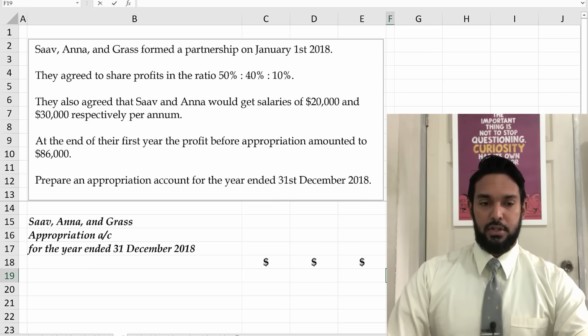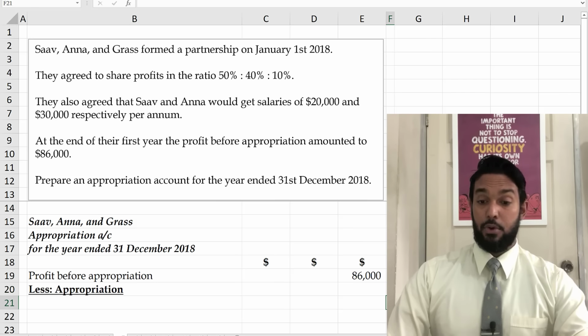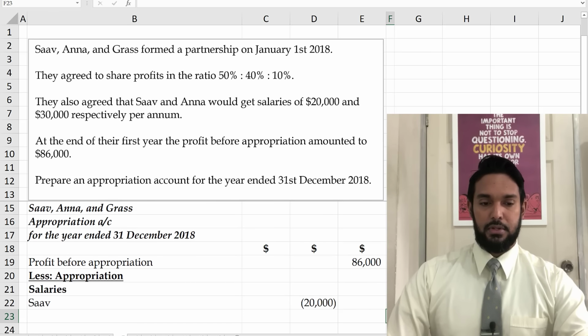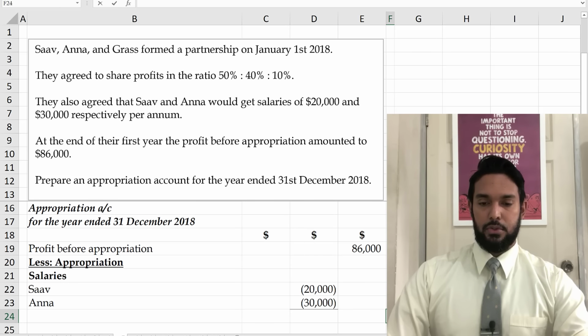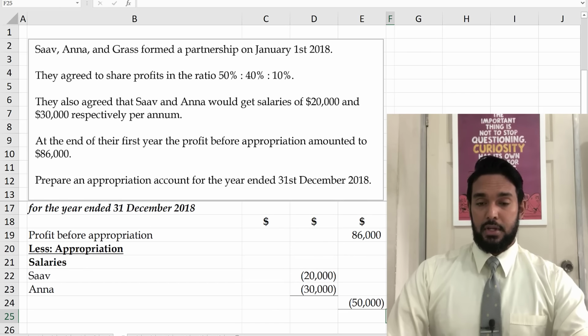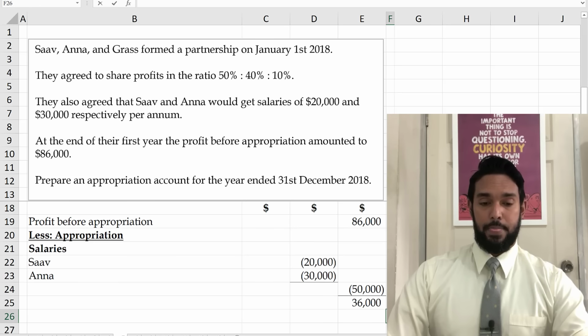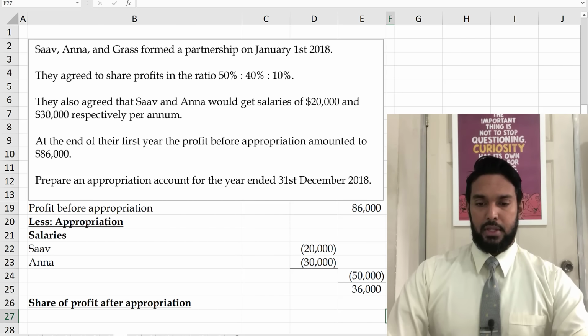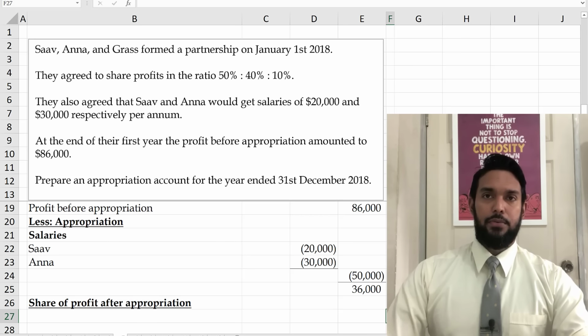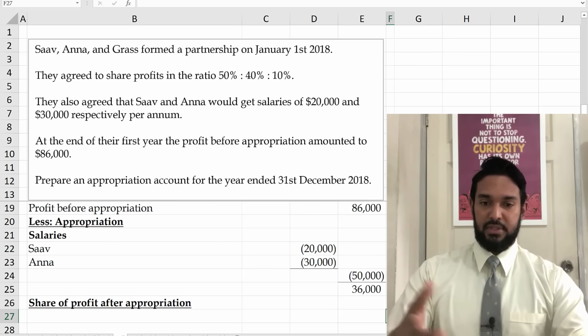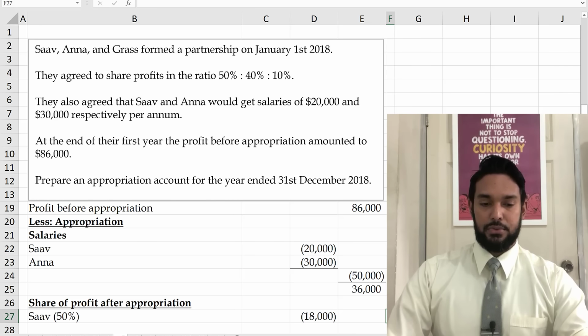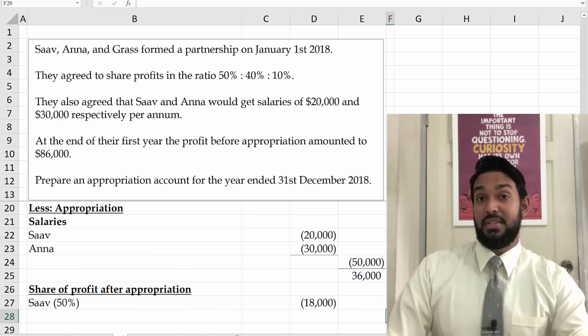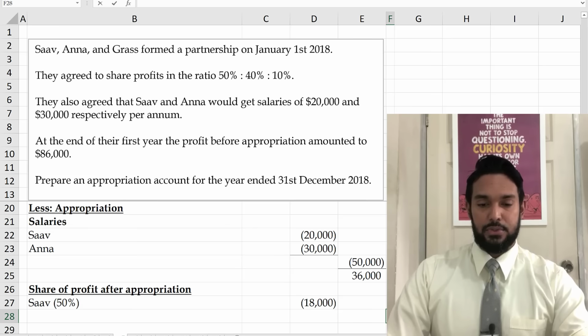Profit before appropriation is $86,000 less appropriation. Salaries, so we have Sav who gets $20,000, Anna who gets $30,000, total salaries $50,000. From 86 gives us 36 after salaries. Share of residual profit or share of profit after appropriation. And we have Sav, now 50%, 40%, 10%. So you're just going to multiply that percent by that 36,000. 50% of 36,000 is a half of 36,000, which is 18,000.